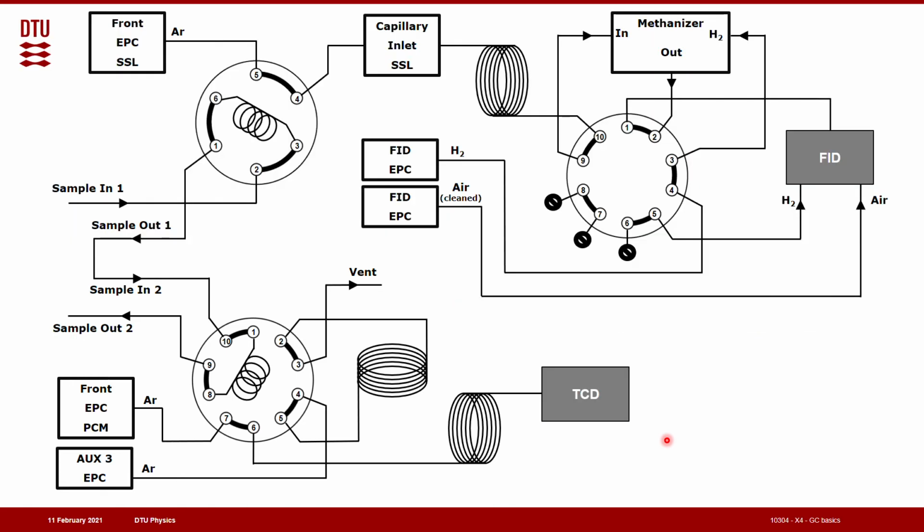So, let's look at the combined thing. And perhaps we should just mention that, of course, some of the products we want to detect by the TCD are things we cannot detect in the FID. The FID can only detect things we can burn off, whereas the TCD can detect anything. So therefore we use the TCD to detect hydrogen and nitrogen and oxygen.